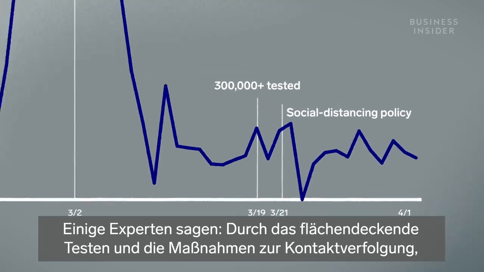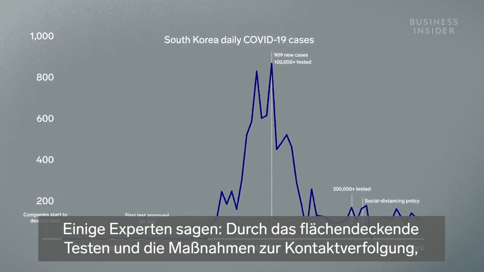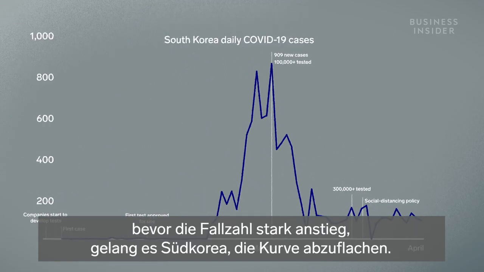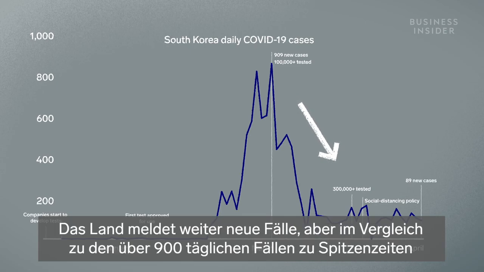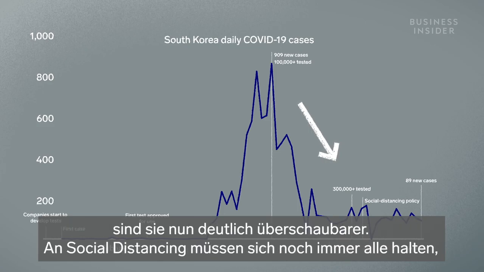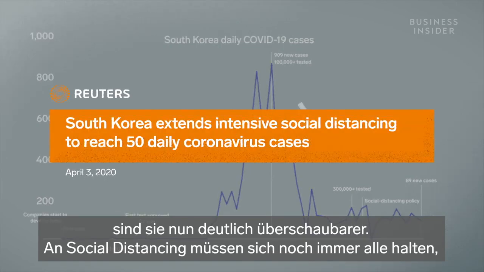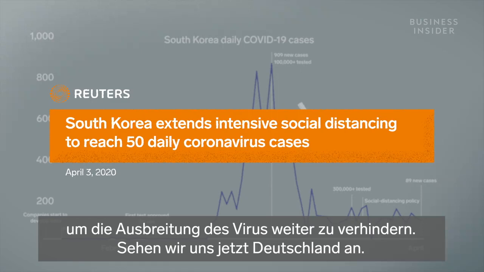Some experts say that by developing broad testing and contact tracing measures before its number of cases spiked, South Korea was able to flatten the curve. The country is still reporting new cases, but compared to the over 900 daily cases during its peak, the outbreak is much more manageable. And social distancing measures are still in place, further limiting the spread of the virus.